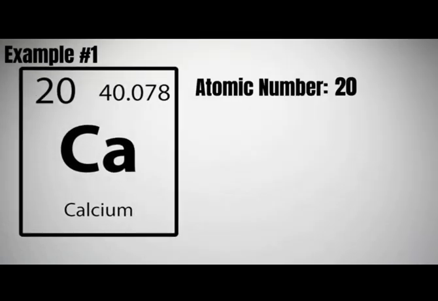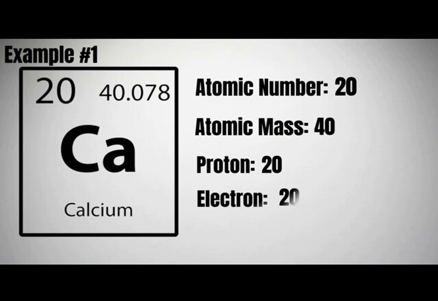Example is calcium. The atomic number is 20, then the atomic mass is 40. So the proton is 20, electron 20, then the neutron is the atomic mass 40 minus 20, then the final answer is 20.